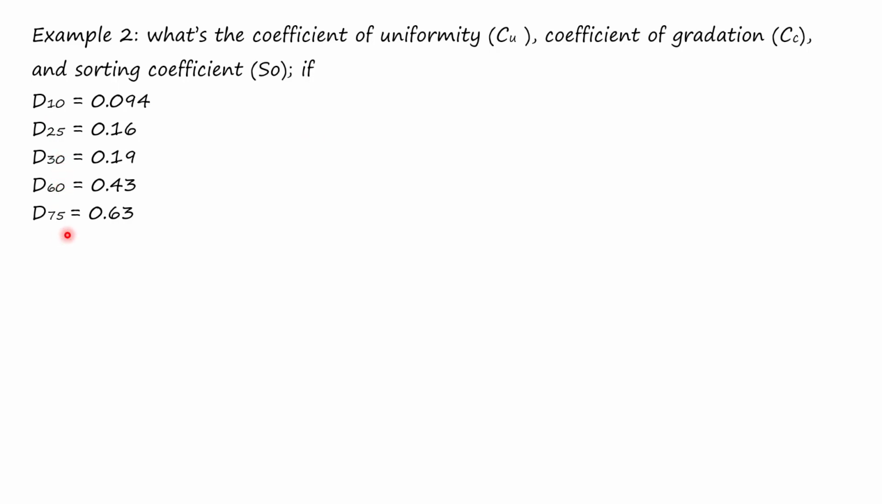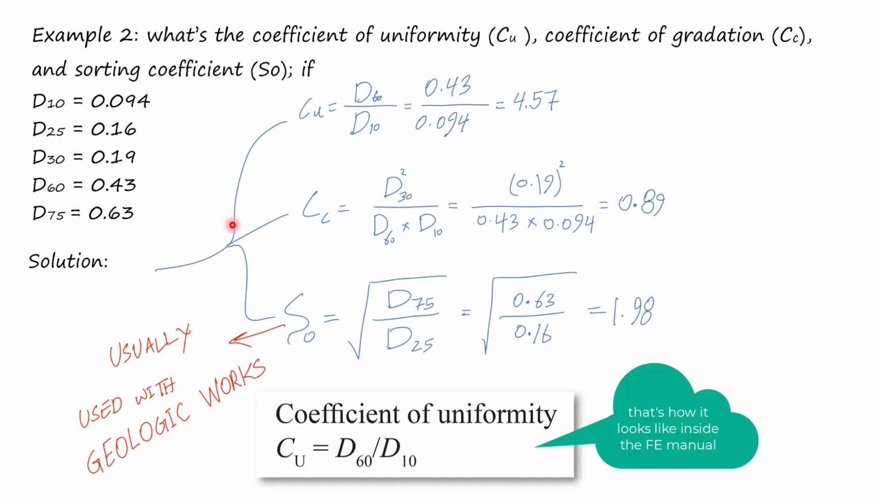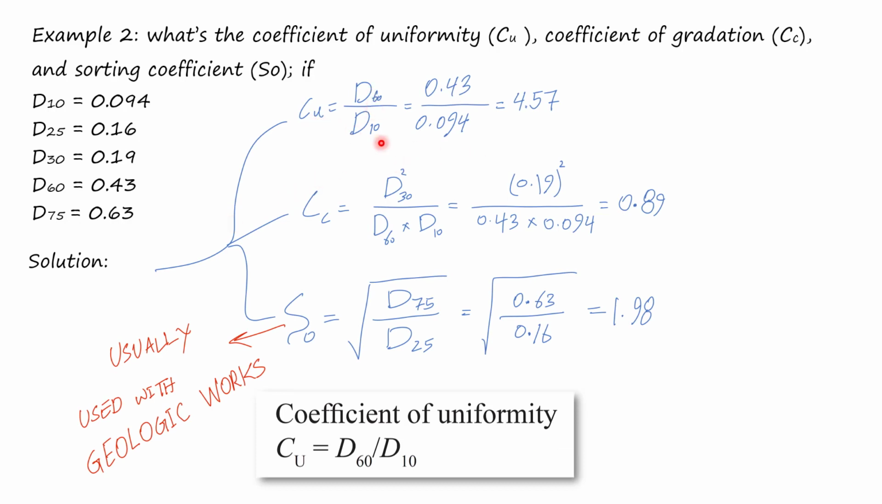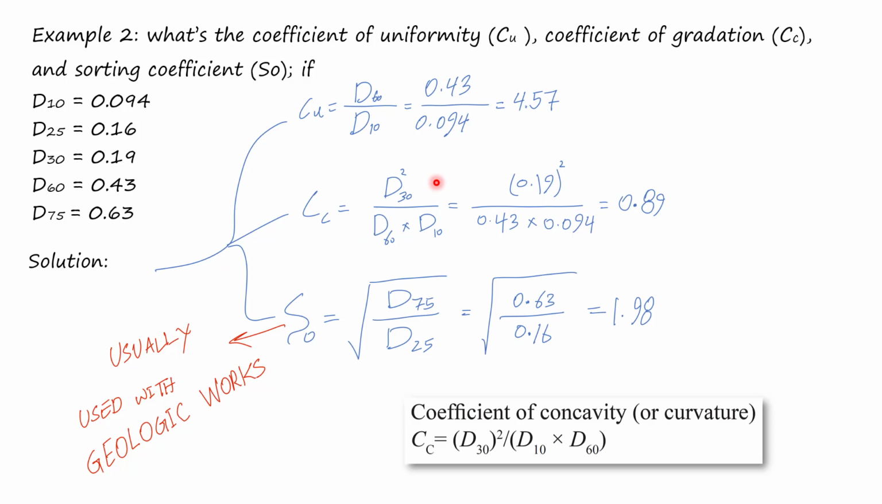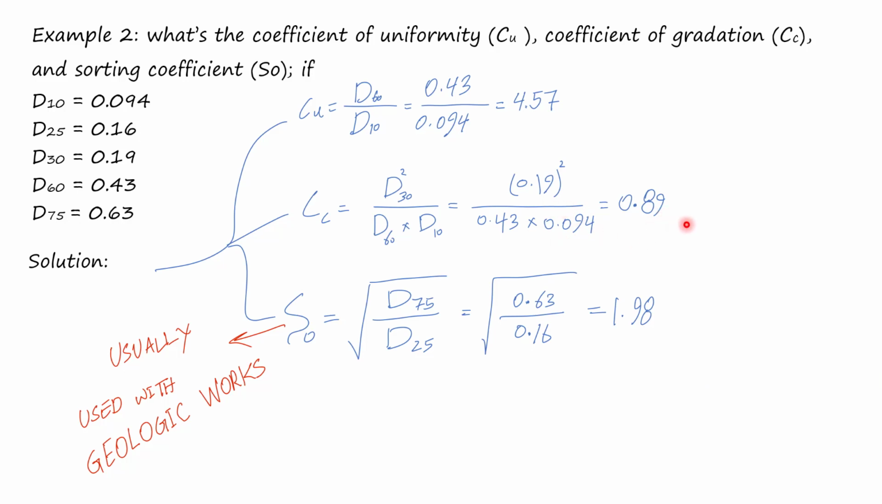D10, 25, 30, 60, 75, those are given, and we're going to use them to find C sub U, C sub C, and S sub O. Very simple, you just plug in numbers and you can get the results. C sub U is D60 over D10, and it's going to give us 4.57. C sub C is D30 squared over D60 times D10. Also a very simple mathematical equation, you get 0.89, and S sub O is D75 over D25 under a square root. So you're going to get 1.98.